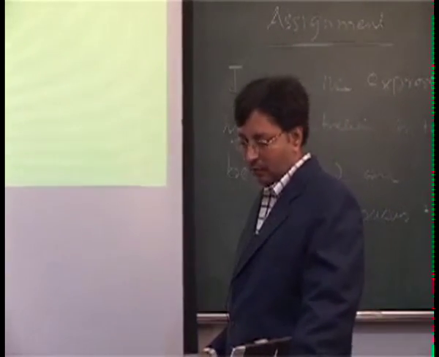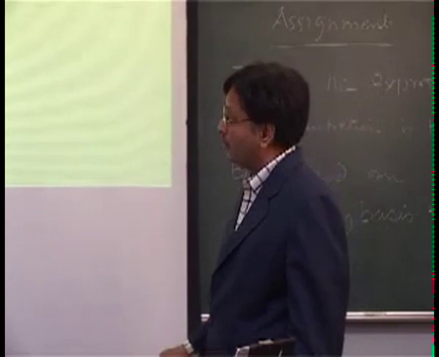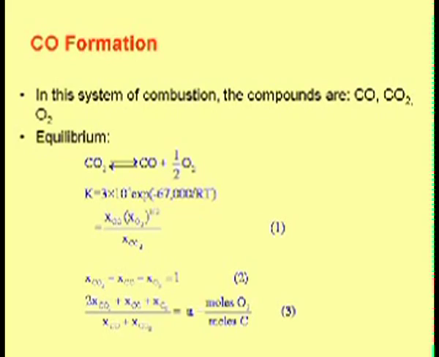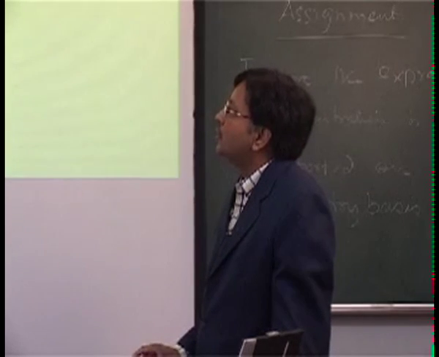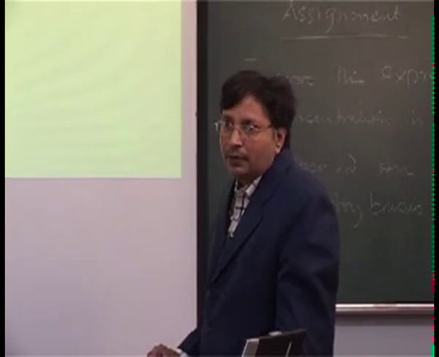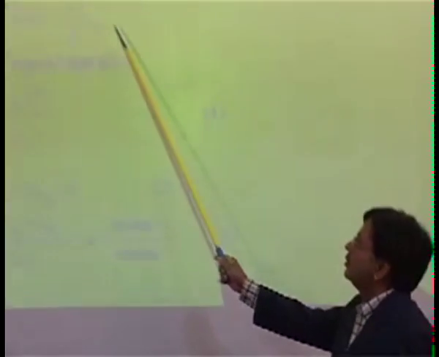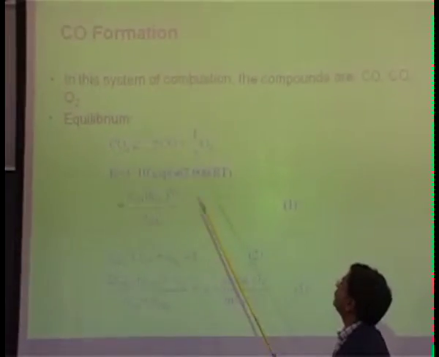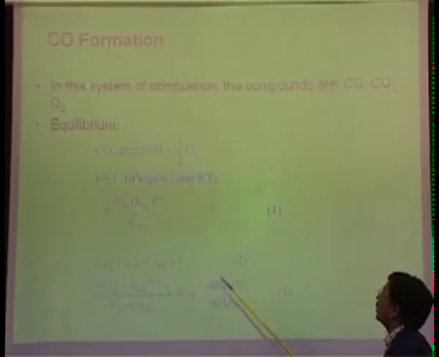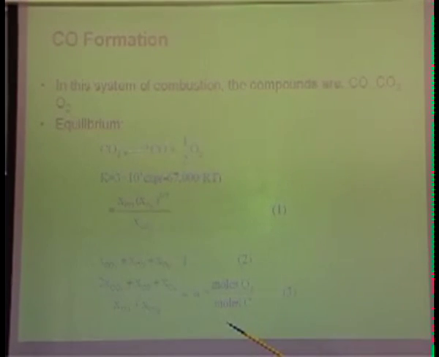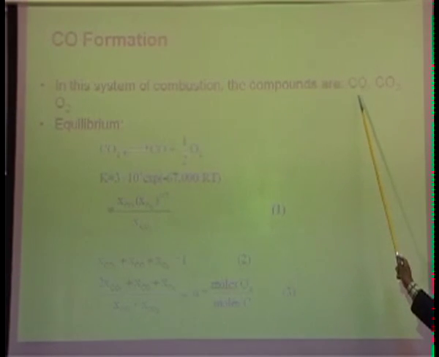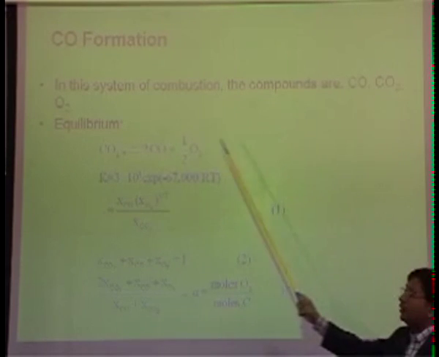Okay, let's have a look. We all understand the reactions for the carbon monoxide. It's essentially the formation of CO2, which goes back and forth with carbon monoxide. This is a standard equation that we all understand very well. What are the components we are considering right now? The three components: CO, CO2, and oxygen.